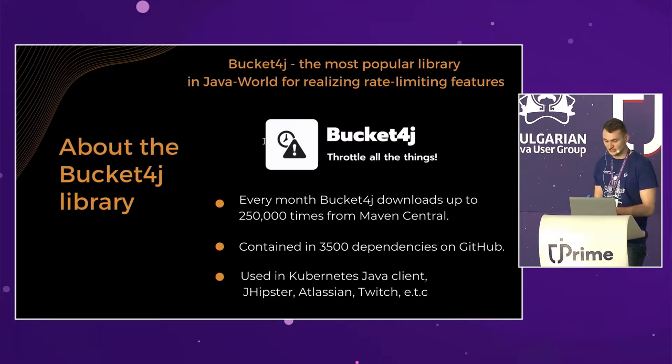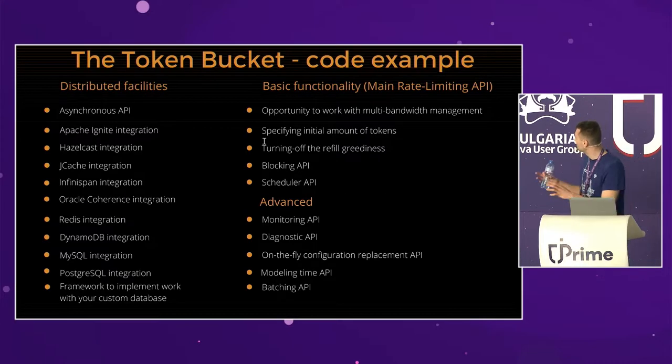And about Bucket4j. Currently, it's the most popular library in the Java world which provides rate limiting features. Each month, it's downloaded more than 250,000 times from Maven Central. It's used in Kubernetes Java Client, JHipster, Armeria, Atlas, Twitch, and other famous libraries. And this is a small part of the API which we implemented in Bucket4j.